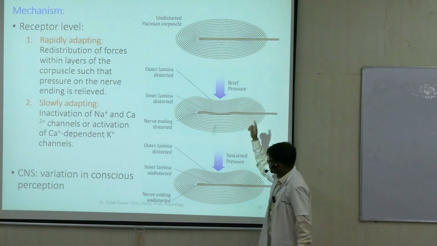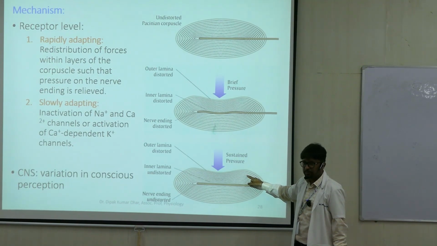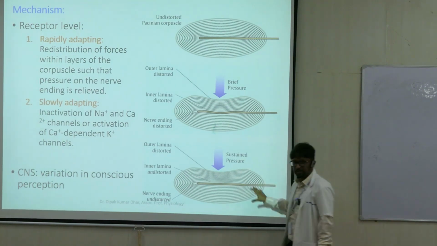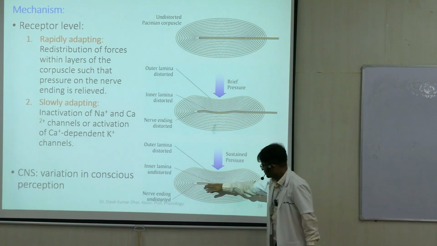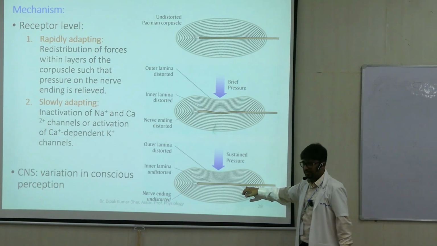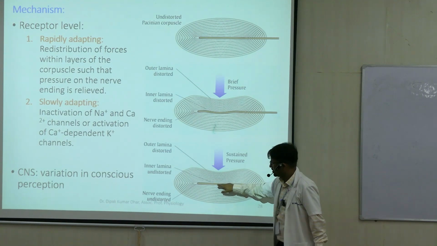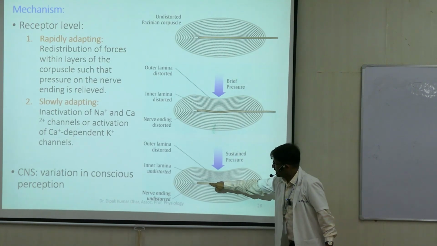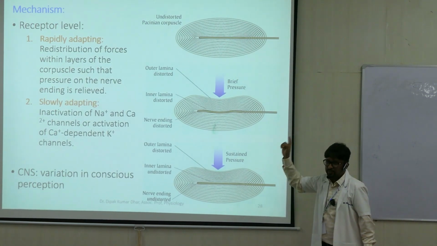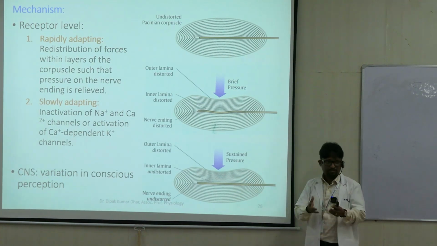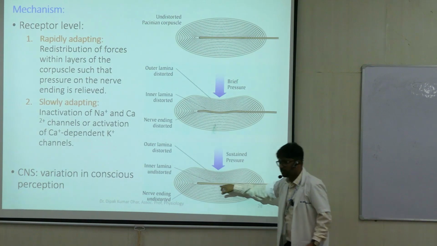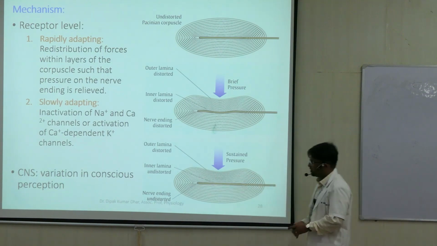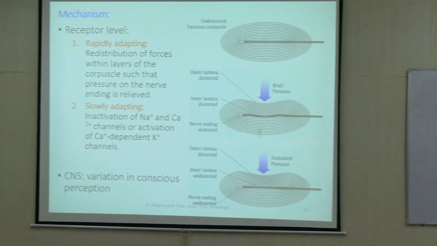Now if the force is maintained for some time, what happens is the mechanical forces redistribute in the lamellae of the Pacinian corpuscle such that on the bare nerve ending, in the core of the receptor, the pressure or distortion is relieved. So look at this one and the first one, the nerve ending is undistorted here and in the first case. So here the receptor is still being stimulated, but the nerve ending is not giving any response, right? So why? Because the force has become redistributed in all the lamellae. So this is the mechanism of rapidly adapting receptors.